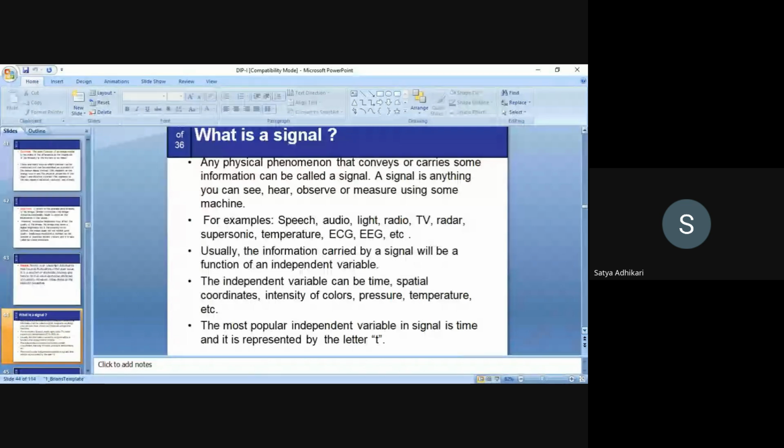Basically, here the signal is associated with the independent variable time. We have already discussed that the most popular independent variable of a signal is time. So time is the independent variable which is associated with the signal. In our coming slides, we will discuss signals with respect to time.